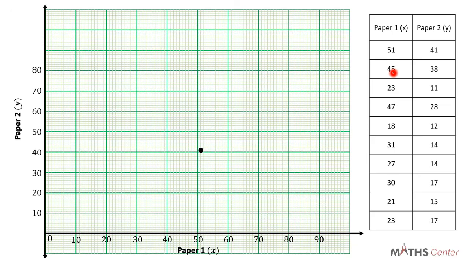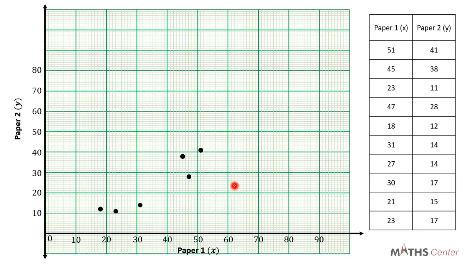The next one is (45, 38). We'll have that here. The next one is (23, 11). (23, 11) will be here. We have (47, 28). (47, 28) will be here. We have (18, 12). (18, 12) will be here. Then we have (31, 14).